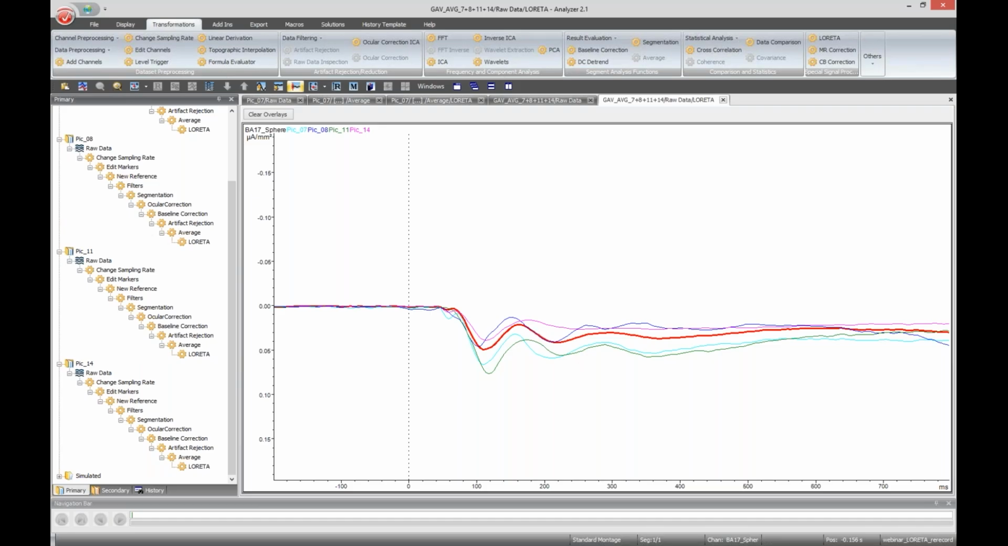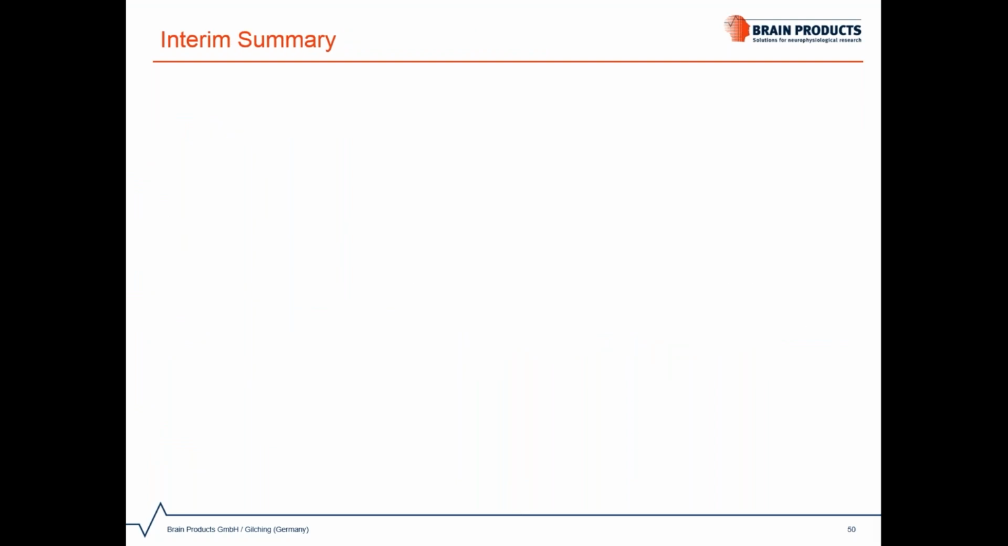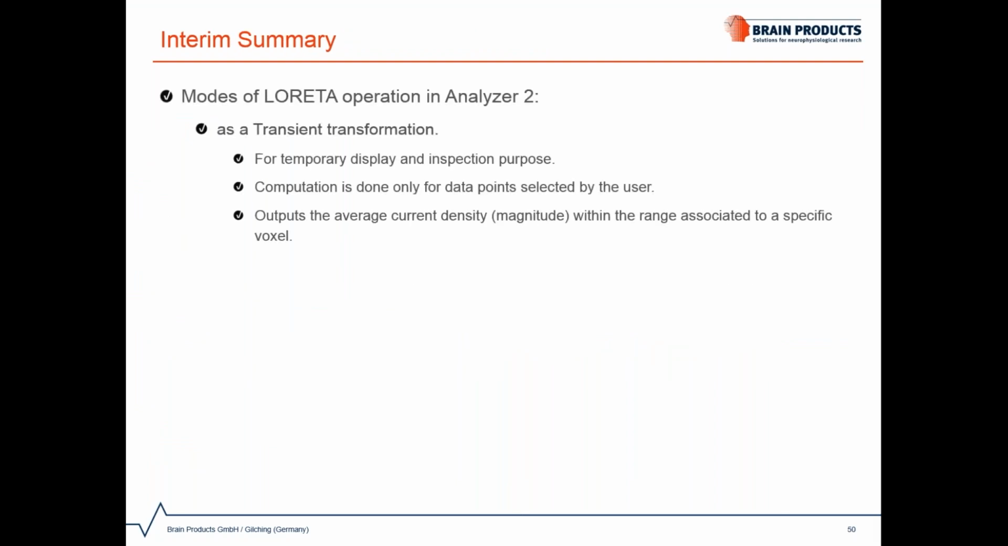So let me briefly go back to the slides and then summarize this section. So I have showed you the different ways of accessing LORETA in Analyzer. The first option was the transient mode. It is used for inspection purpose, resulting in a temporary display of a source activation map. The source estimation is done only for the selected time interval and displays the magnitude of the current density vectors within the time interval associated to a specific voxel.